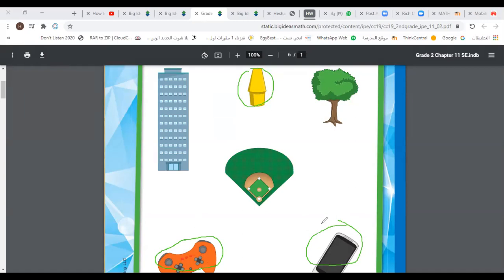Okay, now if we want to get the length of this tree, how can we get the length of it? Okay, it's very difficult to use the centimeter ruler. But we'll use another thing. We'll use a meter stick. What's a meter stick? I'll show you a video, grade 2, to know what the meter stick is.